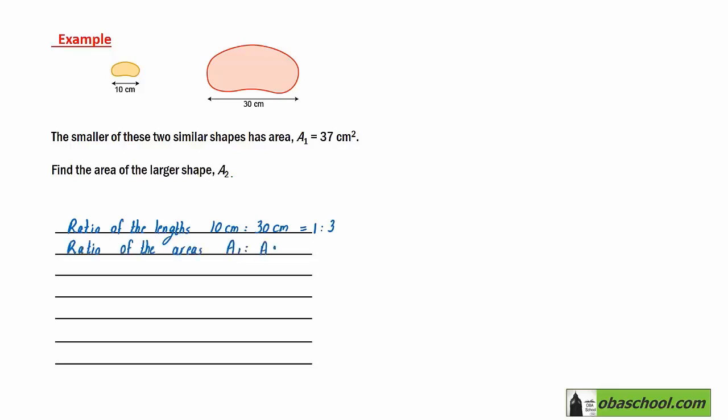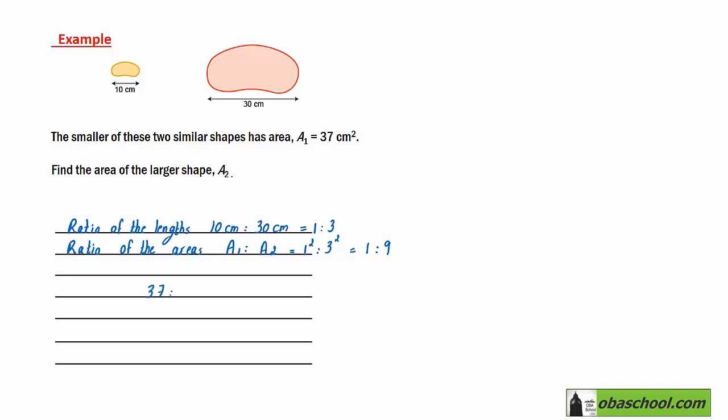Since we have learned that the ratio of areas, A1 to A2, is the square of the ratio of lengths, which means that A1 to A2 is equal to length 1 squared to length 2 squared, which in this case would be 1 squared to 3 squared, and that would be 1 to 9. We're just squaring the ratio of the lengths. So with a ratio of 1 to 9, now we can find A2.